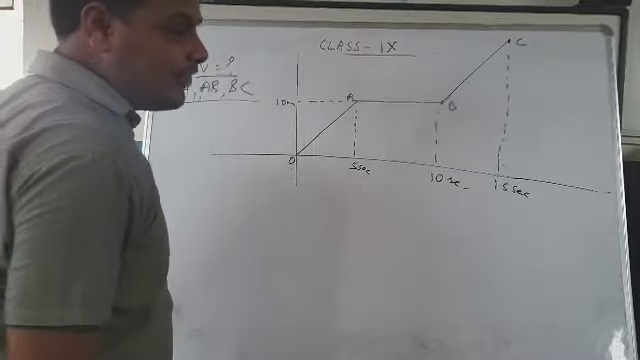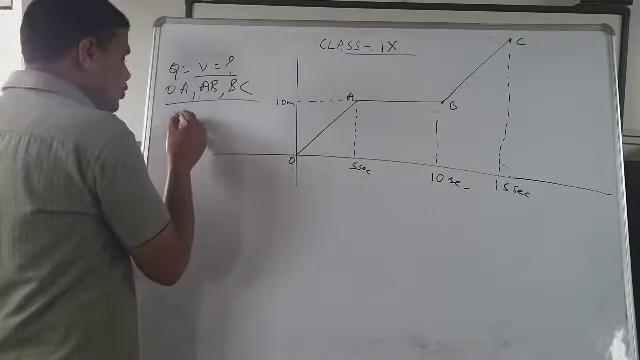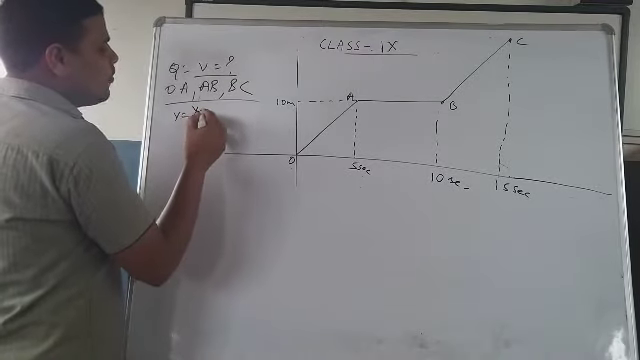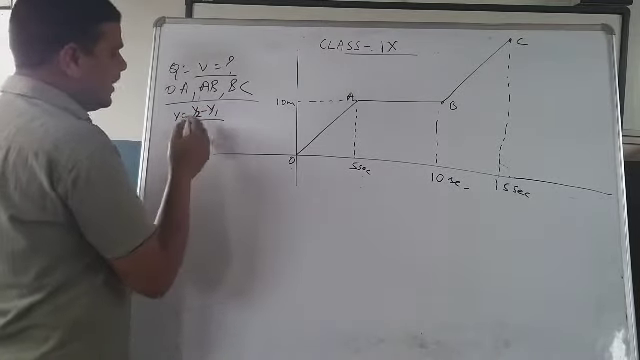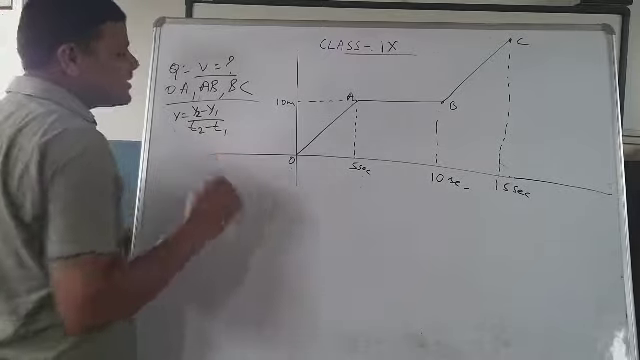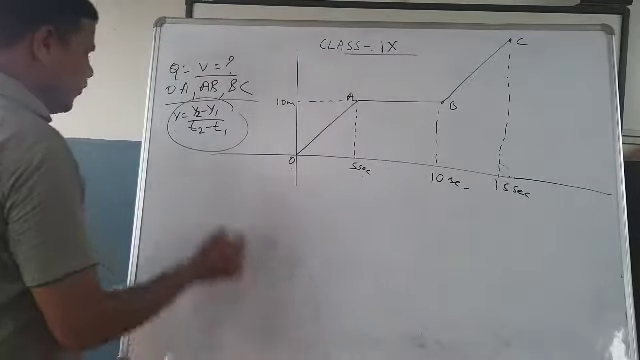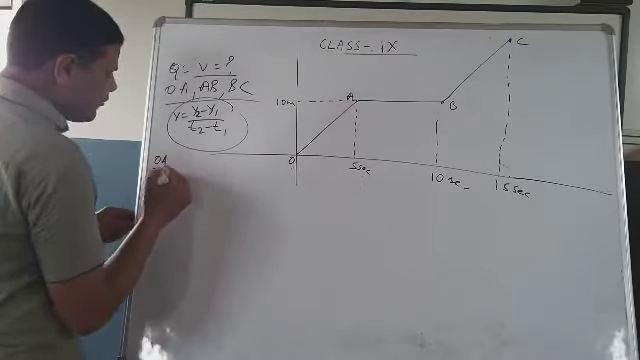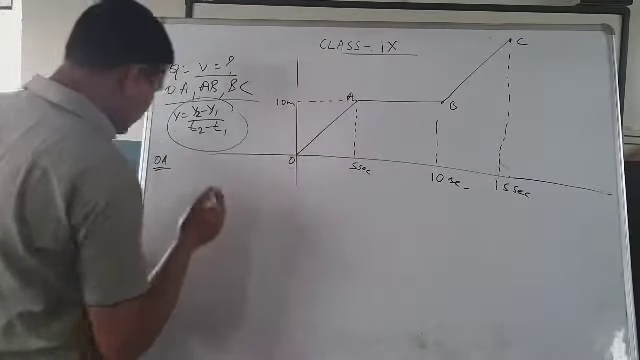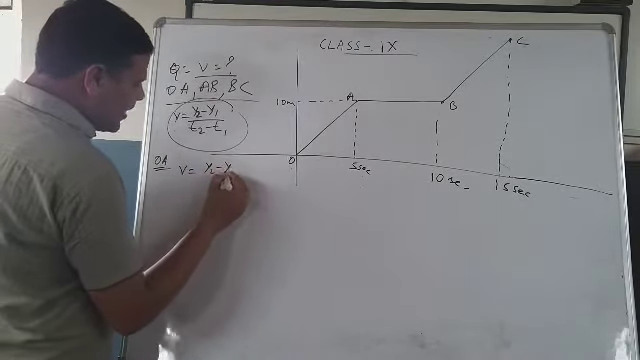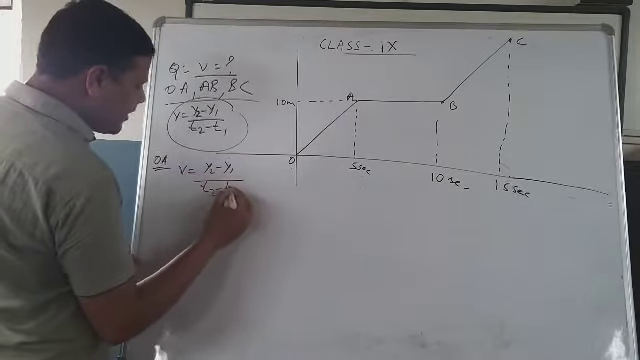How to calculate the V? Already I have told you that in order to calculate the V, what you have to take? y2 minus y1 divided by t2 minus t1. This is the formula to calculate the velocity. Now, for OA, if you have to calculate the V, then y2 minus y1 by t2 minus t1.